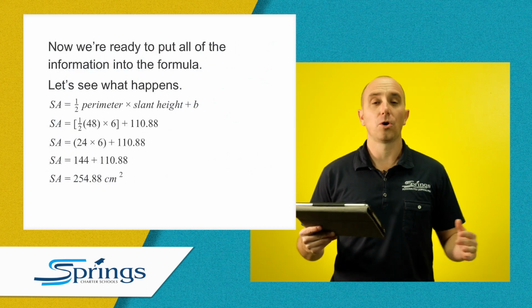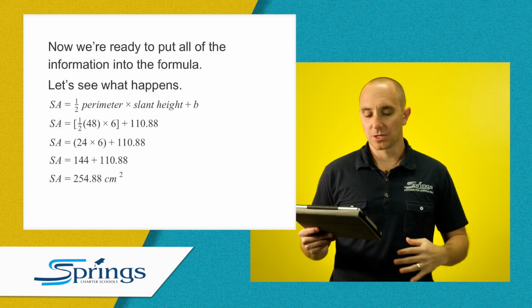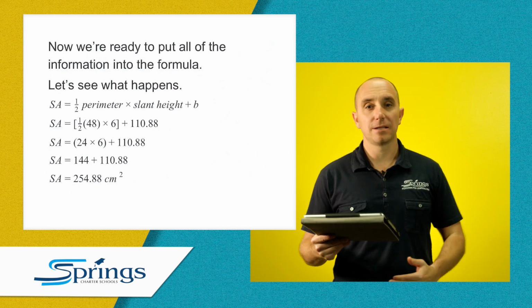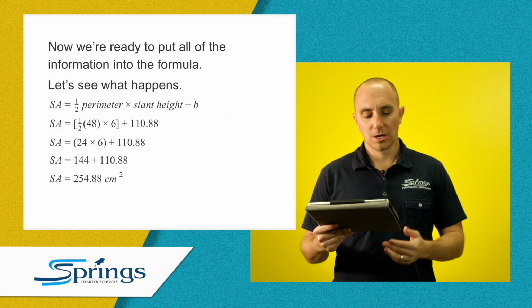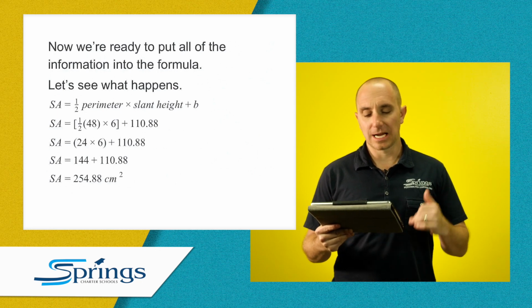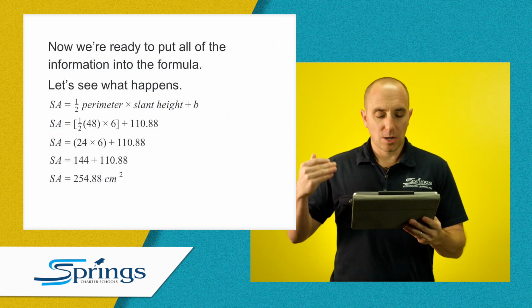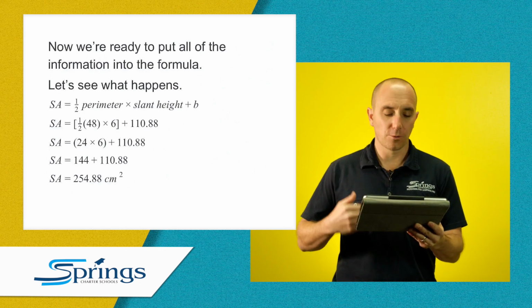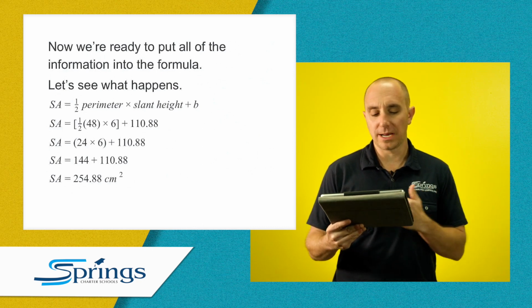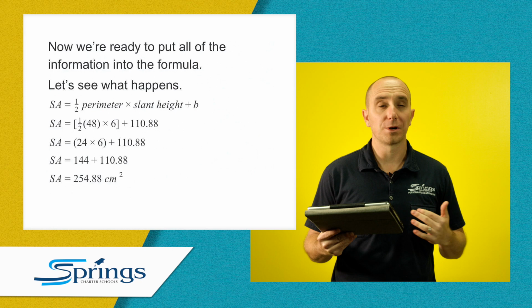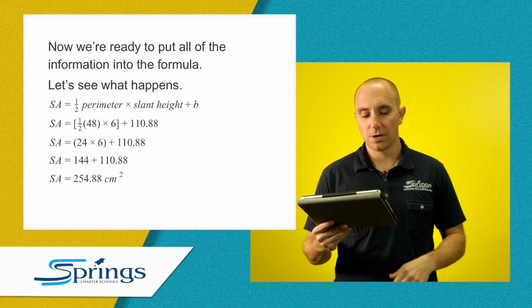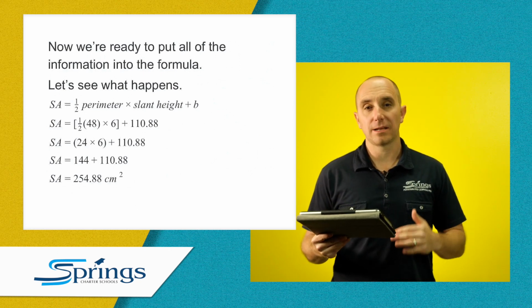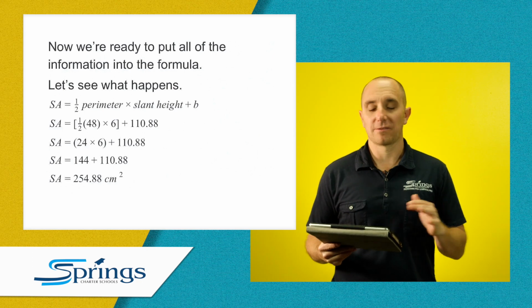Now we're ready to put all that information into our formula. Remember, our formula for surface area is 1/2 perimeter times slant height plus the base. So we have 1/2 our perimeter, which is 48, times 6, which is our slant height, plus 110.88, which was our base. Then we half 48, which gives us 24. 24 times 6 plus 110.88, so 24 times 6 is 144. Then if you add 144 plus 110.88, you would get 254.88 centimeters squared. I know it's kind of a mouthful.